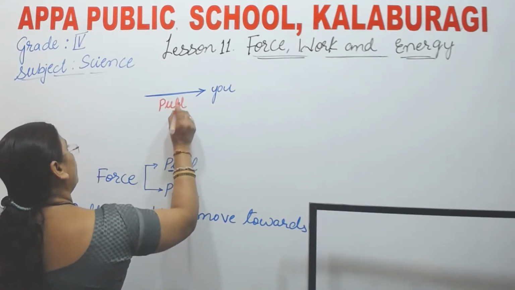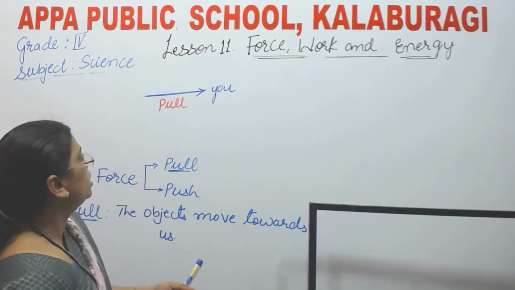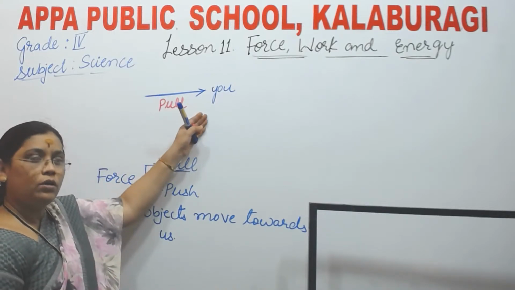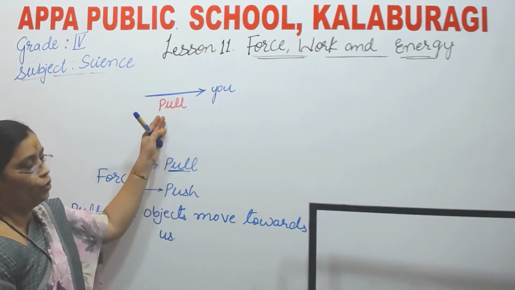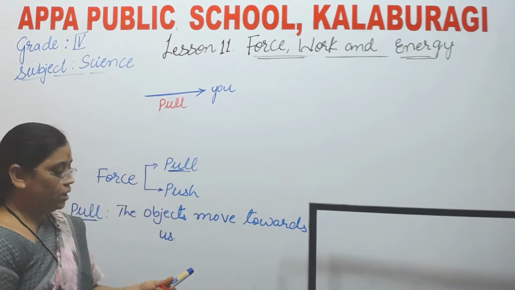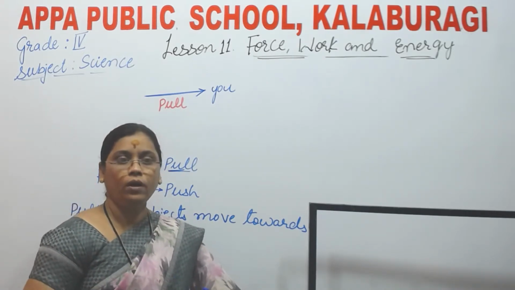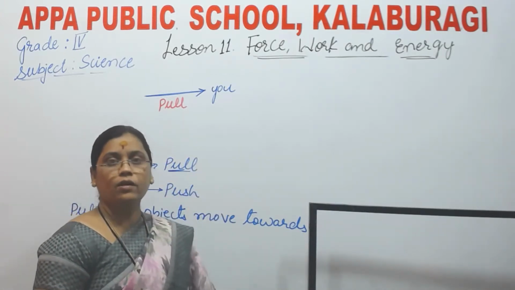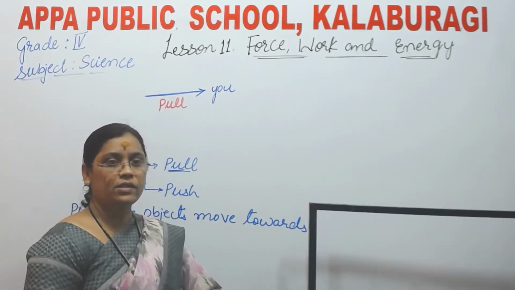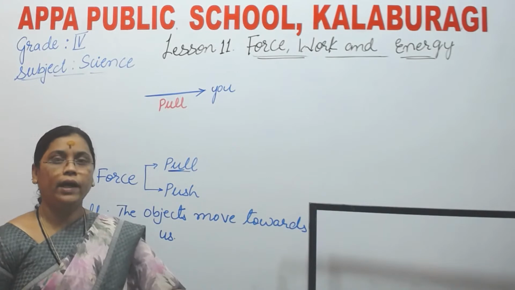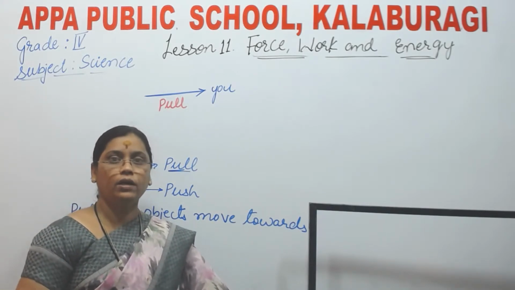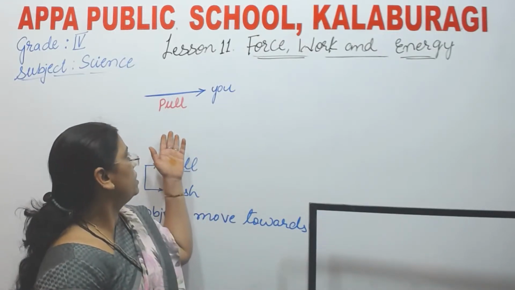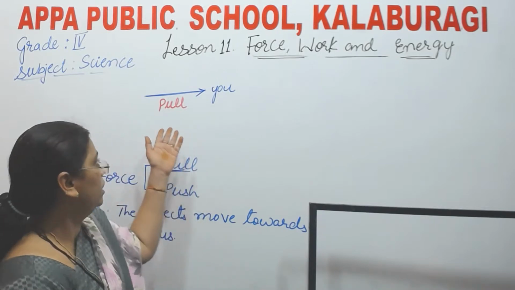So pull is when we are applying the force, the objects move towards us, they come closer to you. That is known as pull. Got it, children? Can you give examples for pull? Yes. We can use pull, for example, to open or close the door. Or the best example is the bullock carts. The bullocks are pulling the cart. So these are the examples where we can apply the pull.